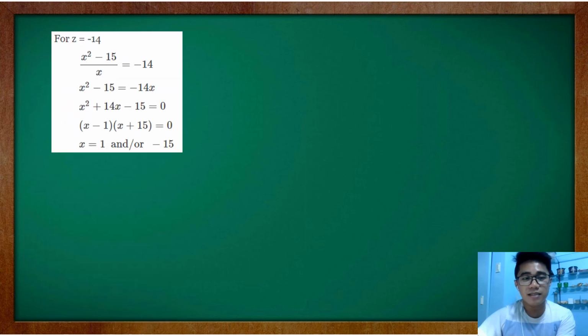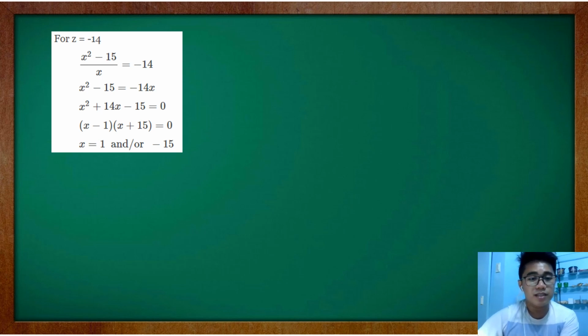Ayan. So, nasa negative 14, dapat i-check din po natin. So, first, i-substitute natin siya kasi sabi nga natin yung z is equals to x squared minus 15 over x. So, pagka-solve natin, nakuha natin na yung x is equals to 1 or negative 15. Okay, sinimplify lang yan. x multiplied with negative 14. Then, we factored it. So, mayroon tayong x minus 1, x plus 15. So, we have 1 and negative 15.